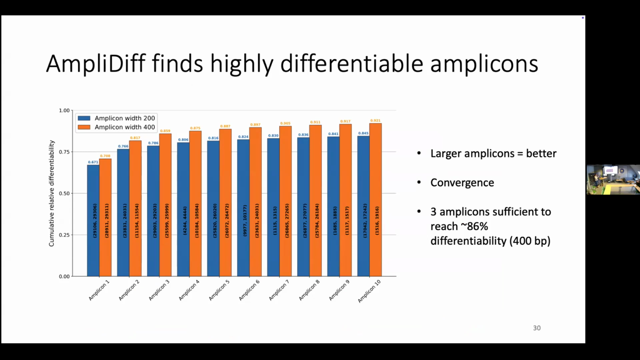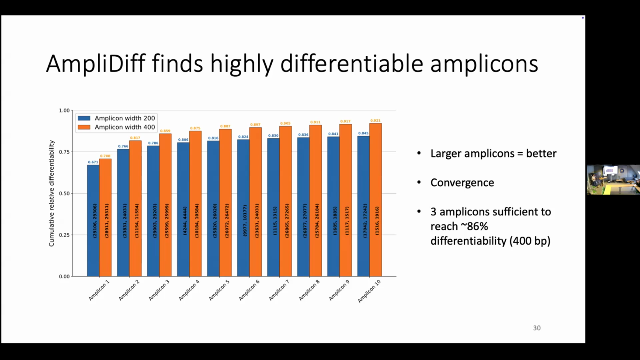So already 3 amplicons is actually sufficient to reach 86% differentiability if you take amplicons of length 400. So you only need a few amplicons to already extract most of the information from your sample.